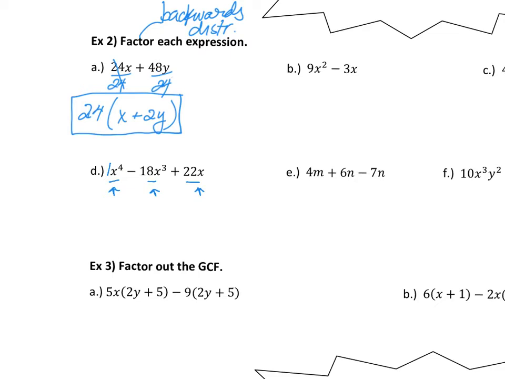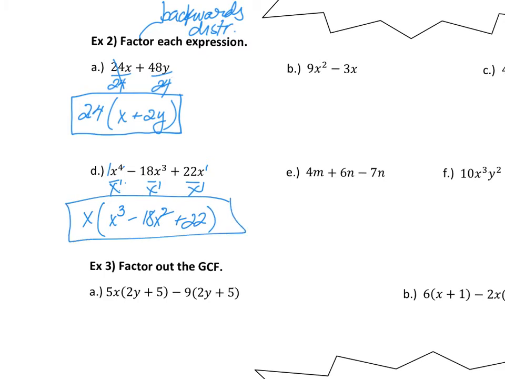So 1 is the maximum that we can pull out. We're going to divide everything by x, and that's what goes out in front. What's left over? We use our exponent rule: 4 minus 1 is 3, 3 minus 1 gives us x squared, and x over x cancels out, so we just have plus 22. And then you're done.